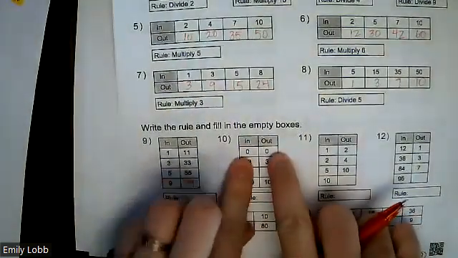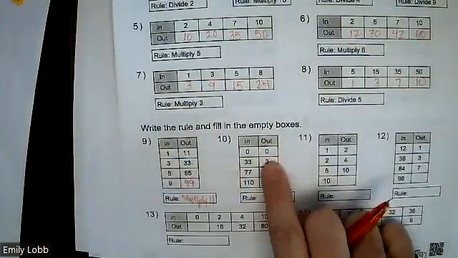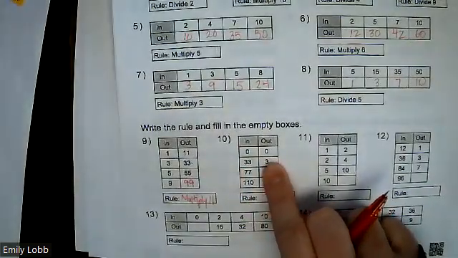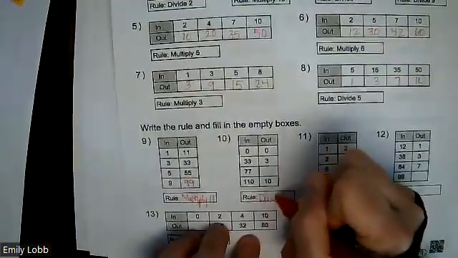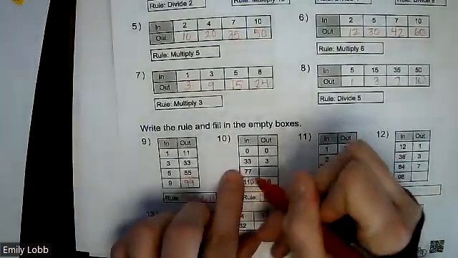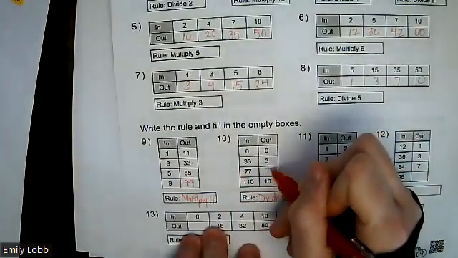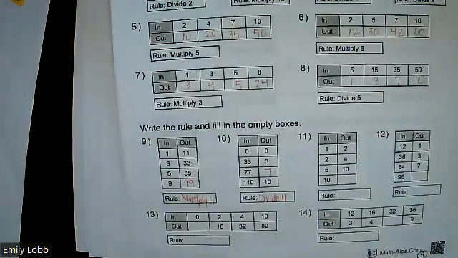So the zeros don't help, right? 33 divided by what gives us 3? This time we have to divide by 11. So 77 divided by 11 is 7. 110 divided by 11 is 10.